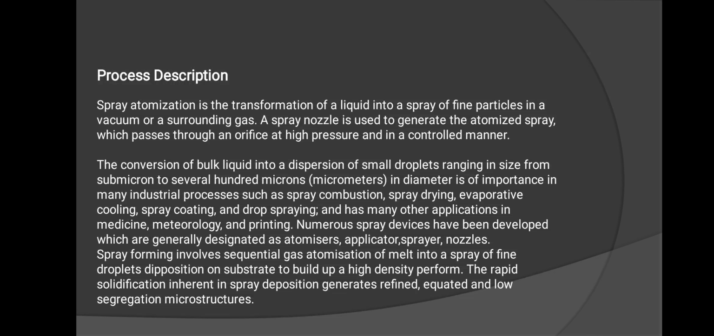Process description. As mentioned earlier, spray atomization is the transformation of liquid into a spray of fine particles in a vacuum or surrounding gas. A spray nozzle is used to generate the atomized spray which passes through an orifice at high pressure and in a controlled manner. It means the conversion of bulk liquid into a dispersion of small droplets ranging in size from submicron to several hundred microns in diameter, which is of importance in many other industrial applications such as spray combustion, spray drying, evaporative cooling, etc.